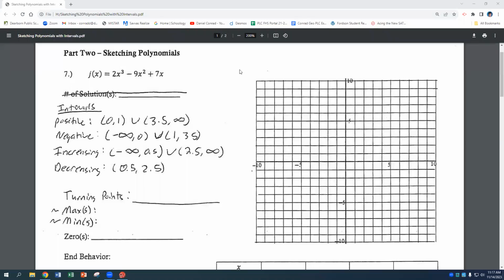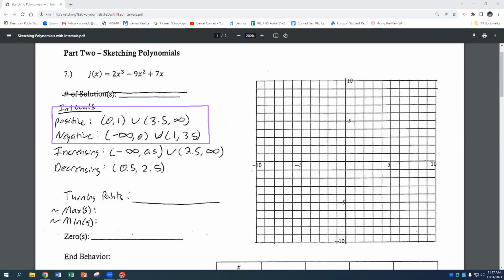All right, so this is sketching polynomials using intervals. They're giving us positive and negative intervals, and then increasing and decreasing intervals, and we have to use this to sketch the polynomial. So for the first one, we're going to use the positive and negative intervals to find the x-intercepts.